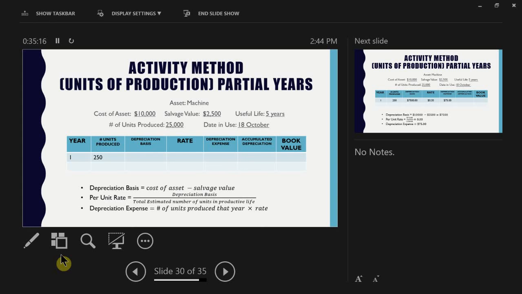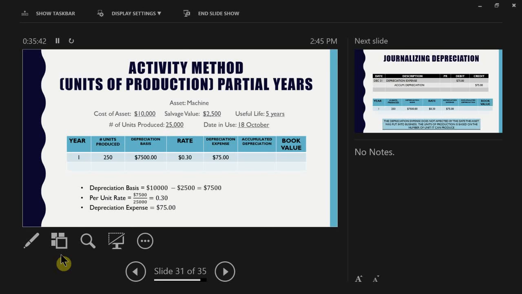Okay, so 250 times 30 cents. I get $75. Yes, that's what I got. Perfect. $75 is perfect. And what is the accumulated depreciation? I don't have that answer, but let's go ahead and solve for that. So what is your depreciation expense, your accumulated depreciation?